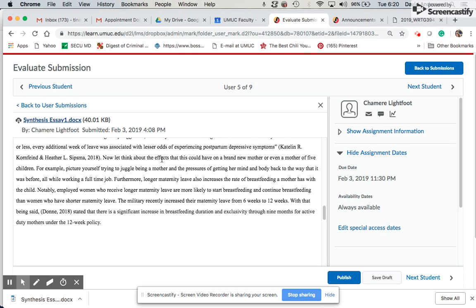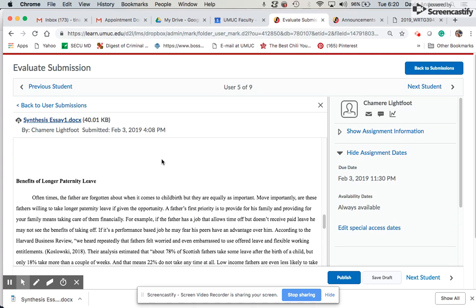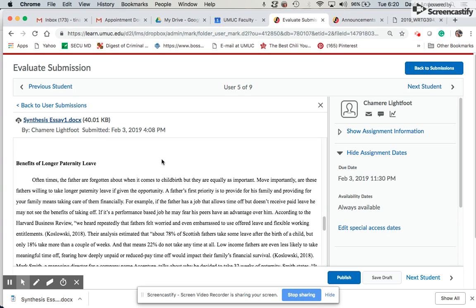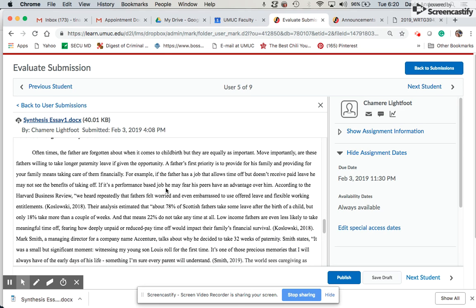So I would comb through here because I noticed quite a lot of opinion-oriented information. And again, remember that the purpose of this is to report the findings, period. That's all you're doing. Again, here, if it's a performance-based job, you may fairly discuss this. This is another one of those opinion-based statements. So instead of including this sentence, take that out and say, according to the Harvard Business Review, we have heard repeatedly that fathers felt. This is fact. This is something that you can reference based on Kowalski's article in the Harvard Business Review. So does that make any sense?